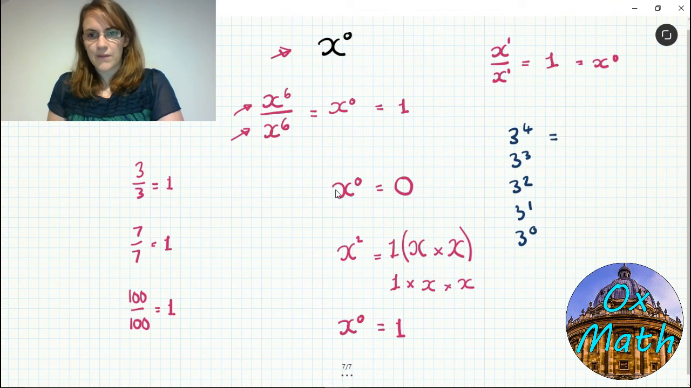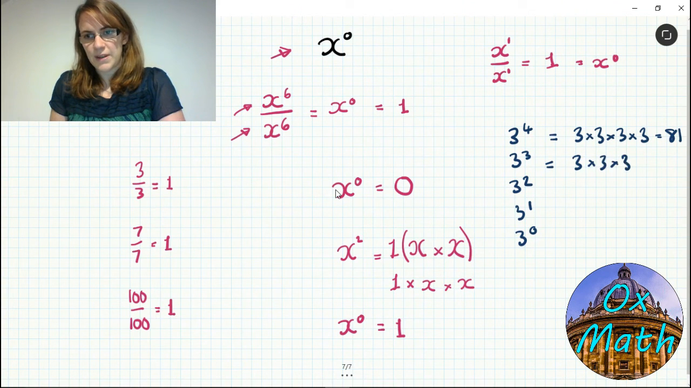If we have 3 to the power 4, that means 3 times 3 times 3 times 3, which is 81. If we have 3 cubed, that means 3 times 3 times 3, which is 27. If we have 3 squared, that means 3 times 3, which is 9. So if we look at what's happening between each term, we are dividing by 3 as we move down.